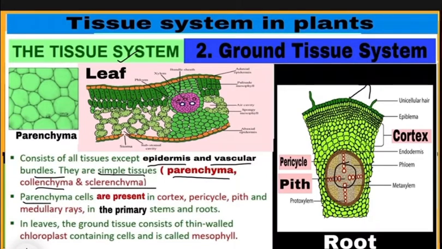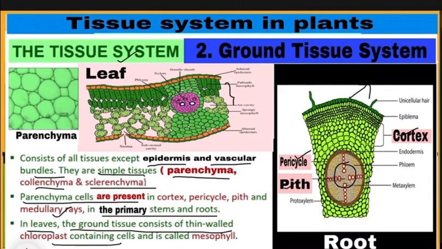Where are parenchyma cells present? They are present in the cortex, in the pericycle, in the pith region and also in the medullary rays in the primary stems and roots. In leaves, the ground tissue consists of thin-walled chloroplast containing cells. These are called mesophyll in the leaves.